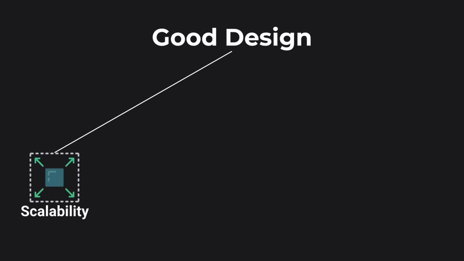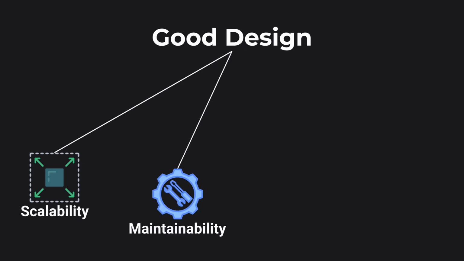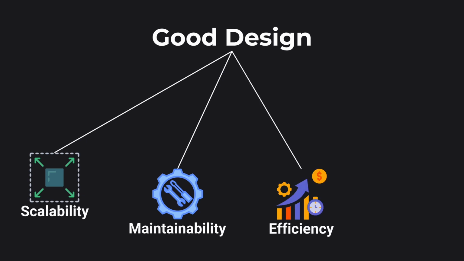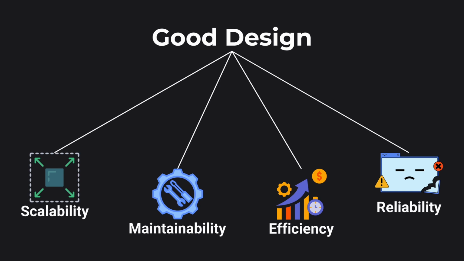When we talk about good design in system architecture, we are really focusing on a few key principles. Scalability, which is our system growing with its user base. Maintainability, which is ensuring future developers can understand and improve our system. And efficiency, which is making the best use of our resources. But good design also means planning for failure and building a system that not only performs well when everything is running smoothly, but also maintains its composure when things go wrong.